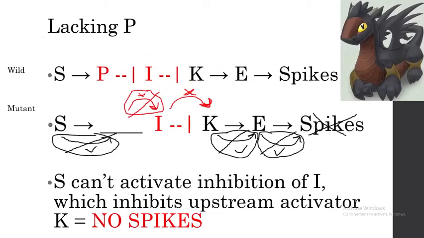Without the P gene, I will not be inhibited, so it will stop K right in its tracks. Without K, E cannot activate, resulting in a spikeless dragon.